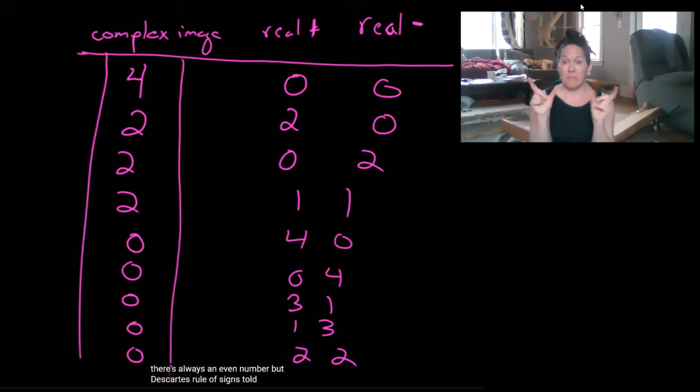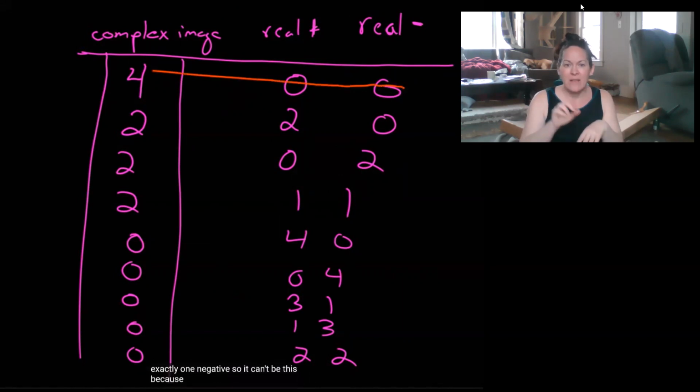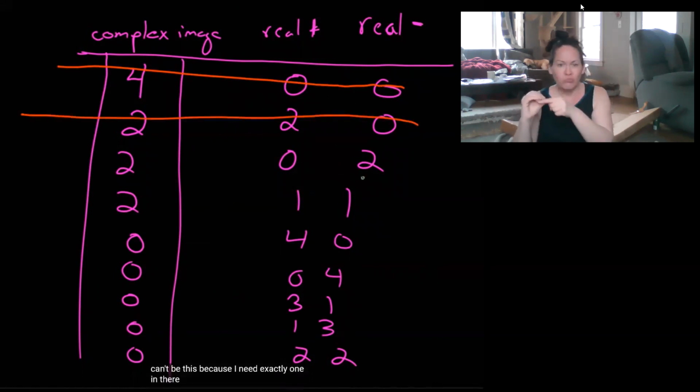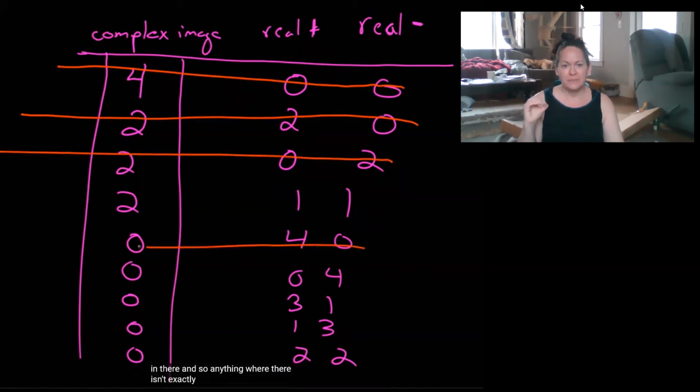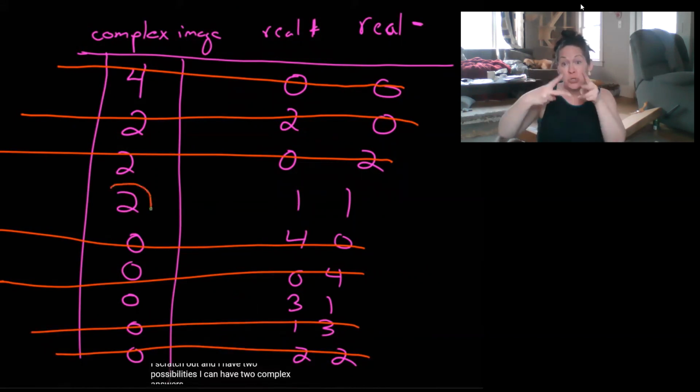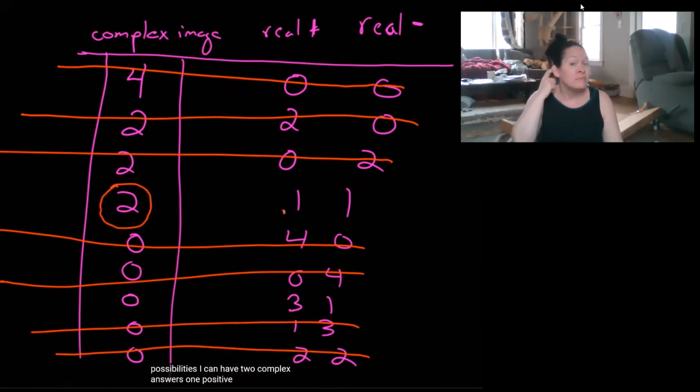But Descartes' rule of signs told me I have exactly one negative. So it can't be this, because I need exactly 1 in there. Can't be this, because I need exactly 1 in there. And so anything where there isn't exactly 1 for the negative real, I scratch out. And I have 2 possibilities. I can have 2 complex answers, 1 positive real and 1 negative real.